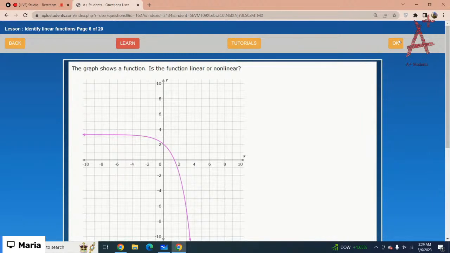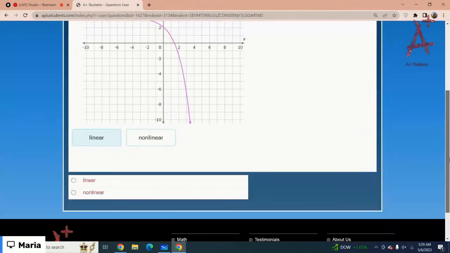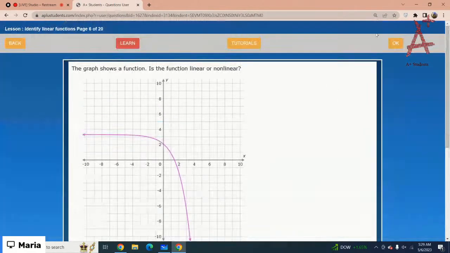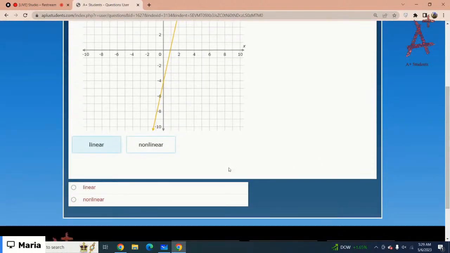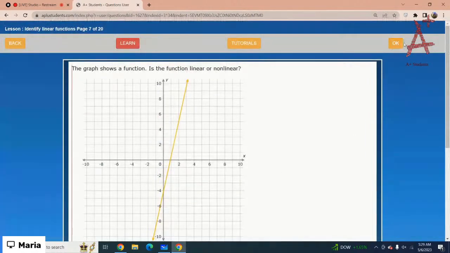Okay, the graph shows a function. Is the function linear or non-linear? This is the non-linear function. Okay, the graph shows the function. Is this function linear or non-linear? It's a straight line, so it is a linear function. The graph shows the function. Is the function linear or non-linear? It is the non-linear function.